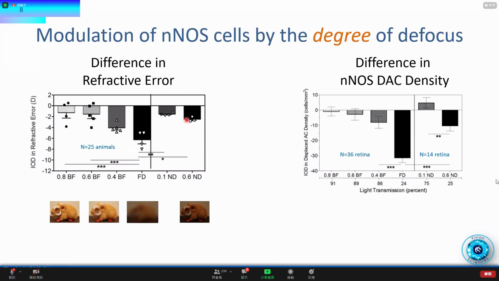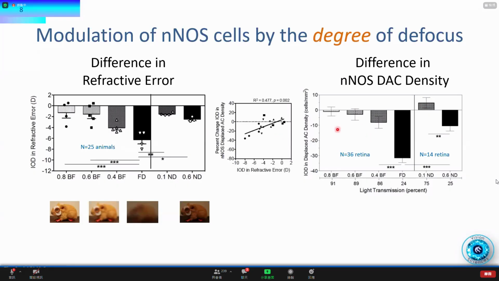the spatial frequency information. When we look at the difference in the nNOS displaced amacrine cell density, we see the same pattern of results, that we get the maximum reduction with the greatest amount of myopia, and as we lessen that amount of myopia, then that effect lessens. And again, we don't see this large reduction when we try to match the luminance only without the spatial frequency decrements. So these patterns of results are well correlated. If you look at the correlation between the refractive error changes and the difference in the nNOS density changes, you see that they are significantly correlated.